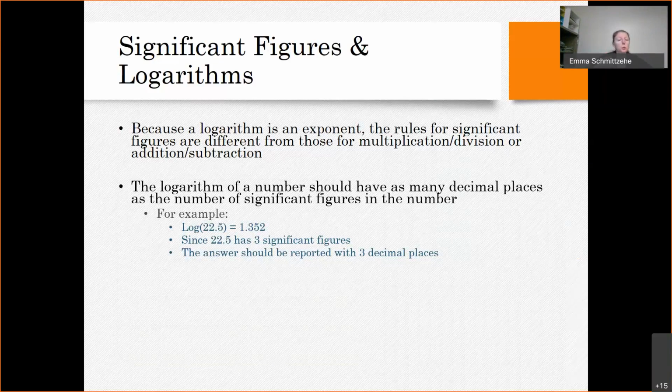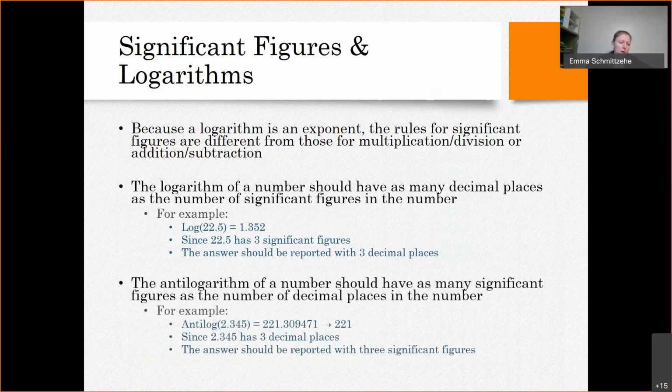So when you're using logs, say calculating a pH or a pOH, however many significant figures you have for the concentration, that's how many decimals your pH should have, or your pOH should have. Meaning you should never give a pH that has no decimals. Because if you report a pH with no decimals, it means that you had no significant figures in your log, which is never going to be the case.